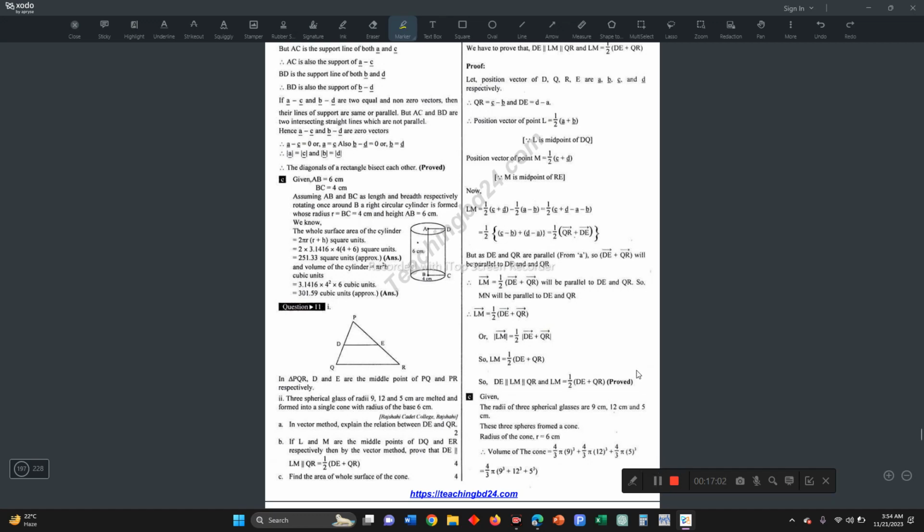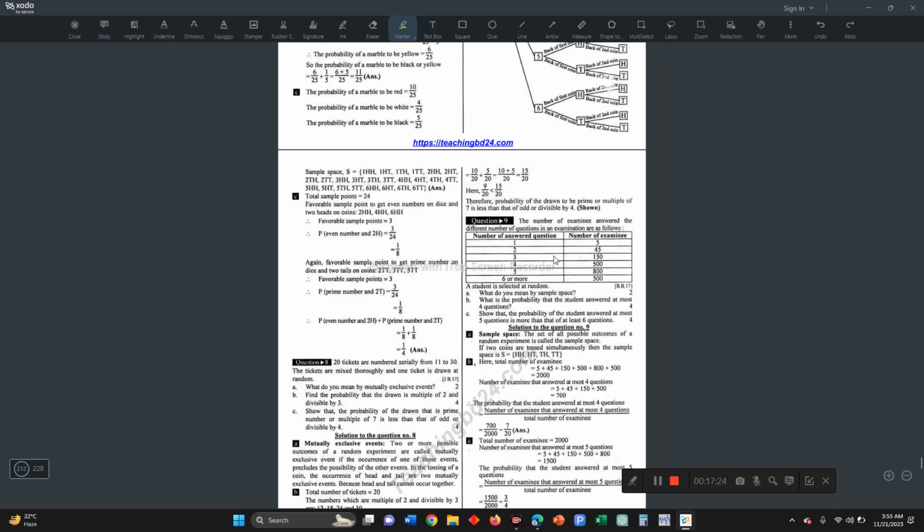So now we have understood that the formula for whole surface area and the formula for volume of the cylinder come up repeatedly, so it is very important to remember them for this chapter. Okay, now we're going to move forward.